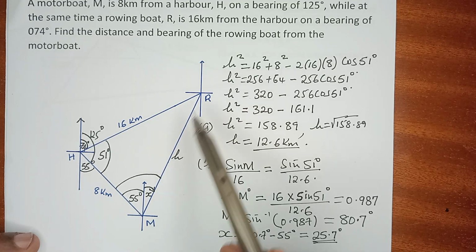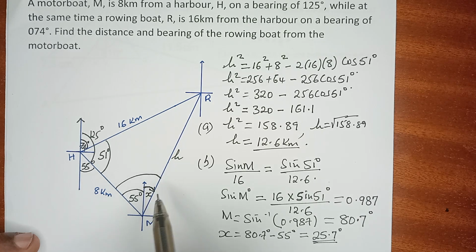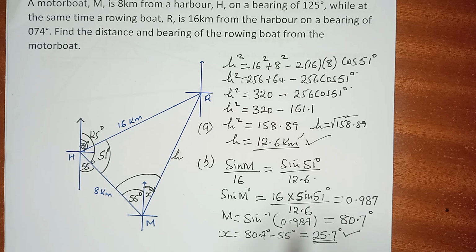So in a nutshell, the distance from M to R is 12.6 kilometers, and the bearing of R from M is the angle from the true north to the line that connects the two points. That angle is x, and it has been established to be 25.7 degrees, and the distance is 12.6 kilometers.